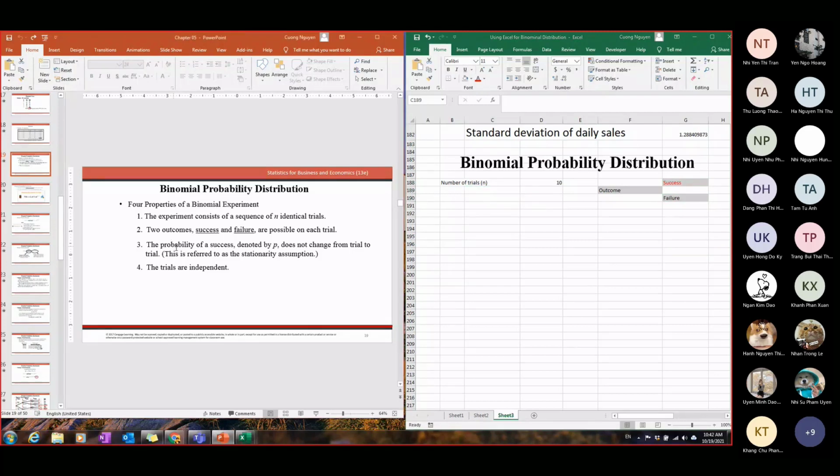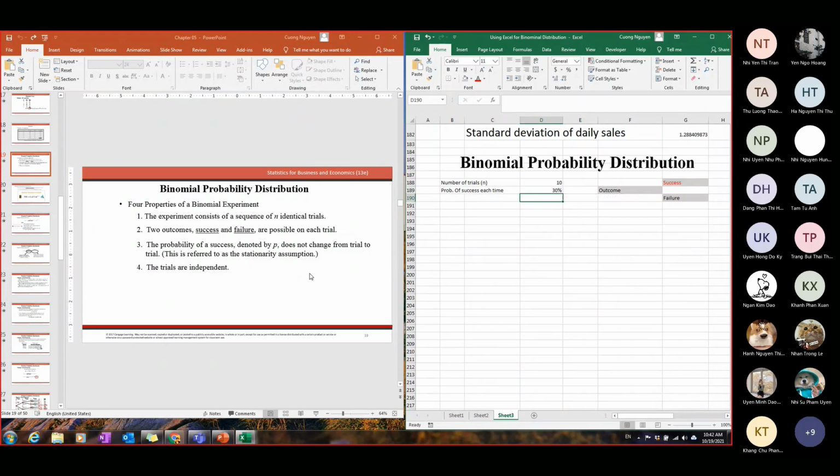Okay, and the probability of success denoted for P does not change from trial to trial. Nghĩa là khả năng mà mình bắn trúng, khả năng mà thành công của mình nó luôn luôn là một con số cố định. For example, the probability of success each time I shoot will be 30%. Will be 30%. All right.